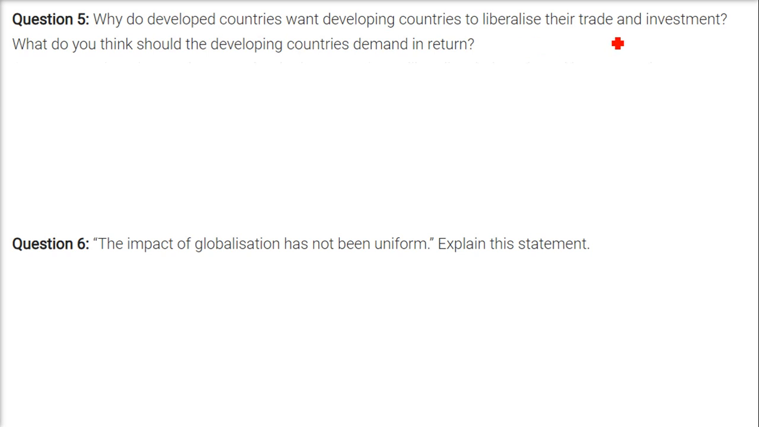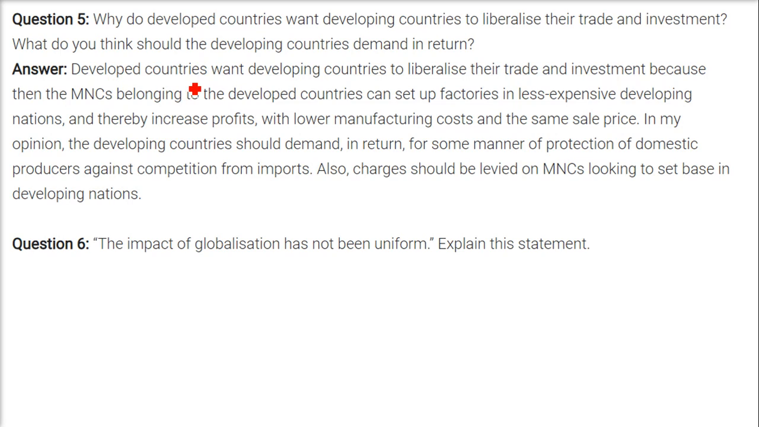Why do developed countries want developing countries to liberalize their trade and investment? What do you think developing countries should demand in return? So developed countries want developing countries to liberalize their trade and investment. Why? The reason is that the multinational corporations, the MNCs belonging to these developed countries, can come and set up factories in less expensive developing nations, and thereby they will have great profits. They will increase their profits with lower manufacturing cost and the same sale price.